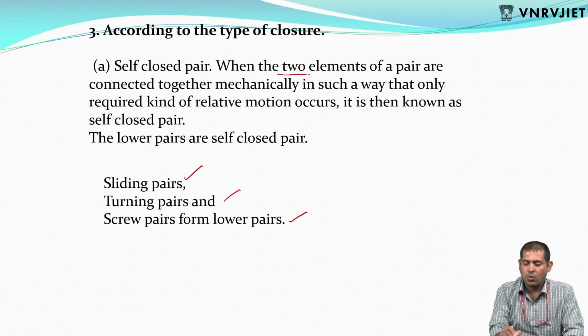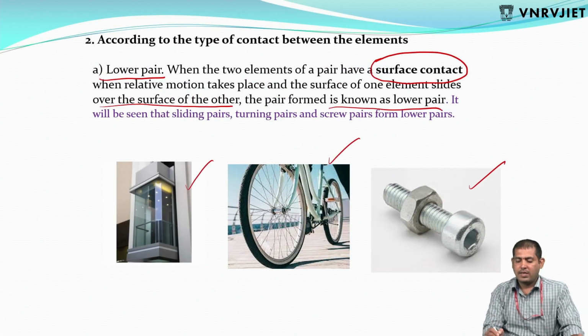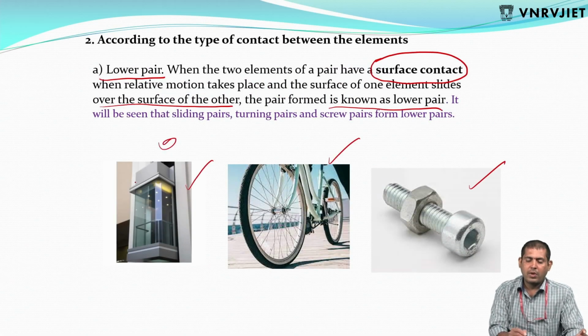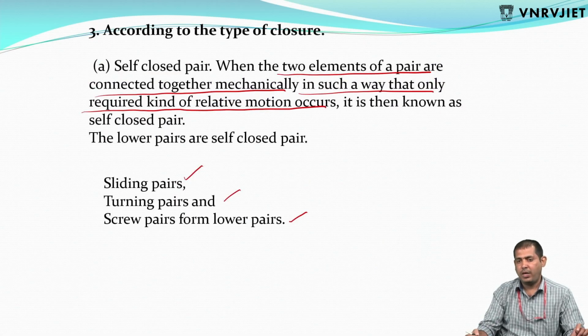When the two elements of a pair are connected together mechanically in such a way that only the required kind of relative motion occurs, it is known as a self-closed pair. No external force is required. Once the joint is fixed, it is always fixed. Once we wind a screw onto the bolt, it is always fixed. Those kinds of pairs are called self-closed pairs.